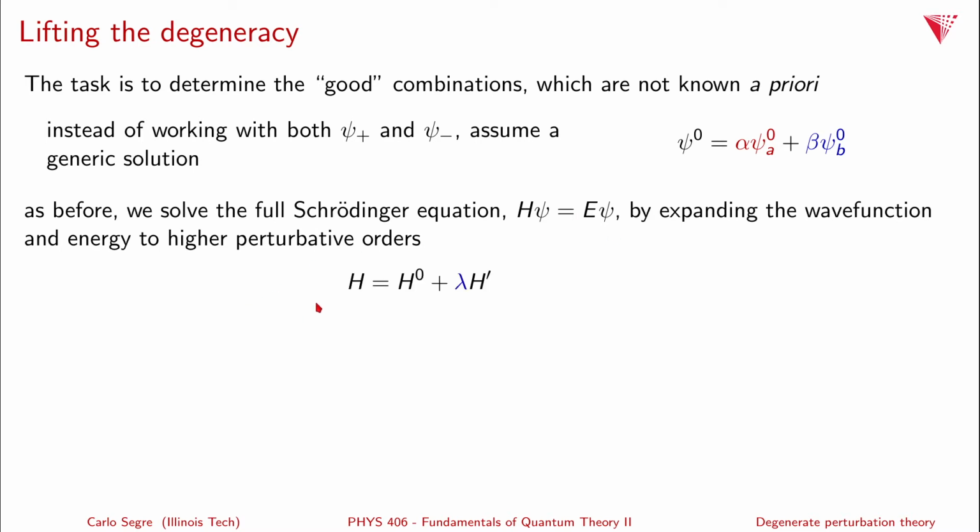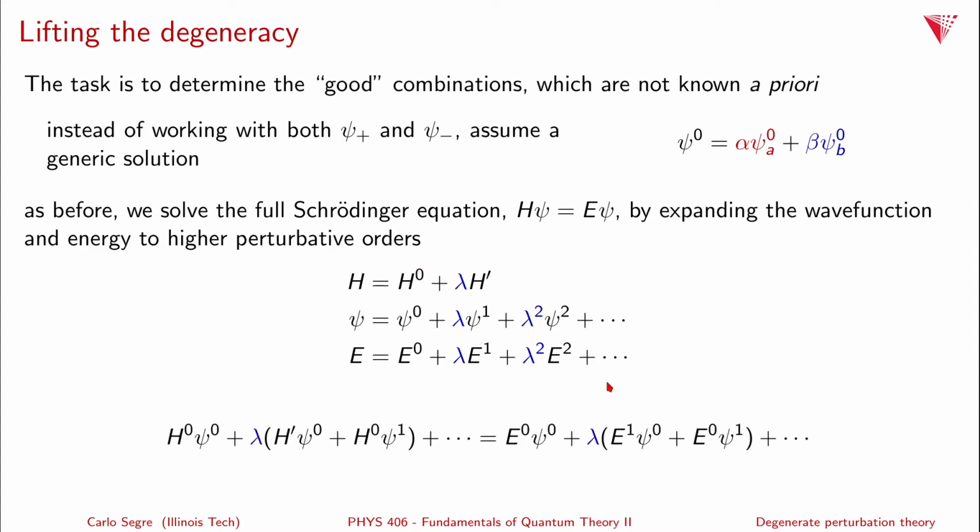So we start with the Hamiltonian, which is H equals H0 plus lambda H prime. Psi is equal to psi 0 plus lambda psi 1 plus lambda squared psi 2. And E is equal to E0 plus lambda E1 plus lambda squared E2. So these are the second order terms, first order terms, and zeroth order terms.